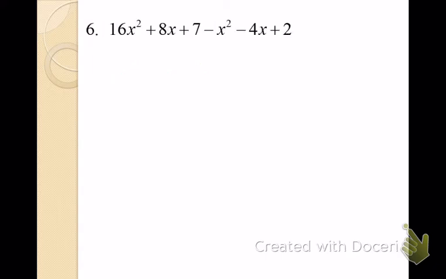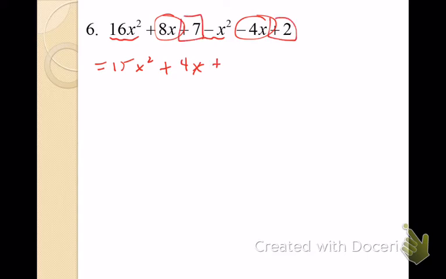Okay? Number 6. Your like terms are 16x squared and negative x squared. When you combine those, you get 15x squared. You're basically adding 16 and negative 1. And then you've got 8x and negative 4x, which when you combine, 8 plus negative 4 is positive 4. And then you've got 7 plus 2, which is 9. No more like terms. We're done.